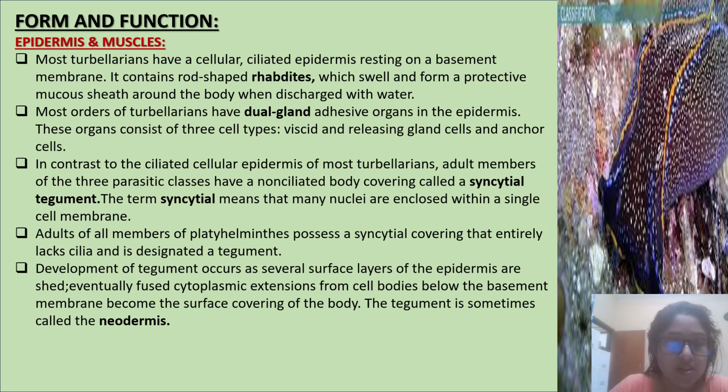Development of the tegument occurs as the several surface layers of the epidermis are shed. Eventually, cytoplasmic extensions from cell bodies below the basement membrane become the surface covering of the body. The tegument is sometimes called neurodermis.